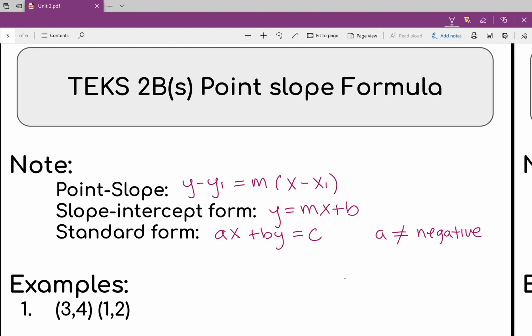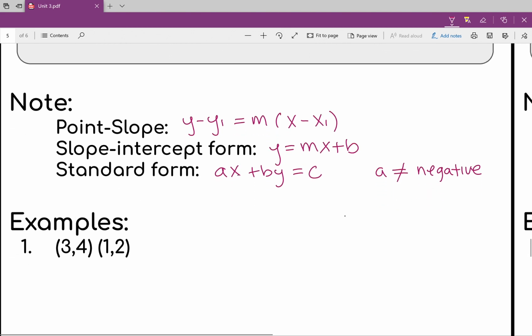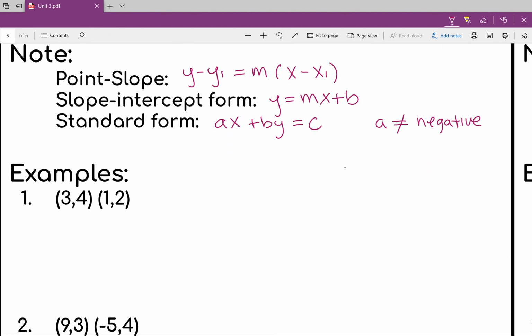So let's look at some examples. On example 1, all we're going to do is take these 2 points, and we're first going to start with point slope. So the order that we're going to be putting these in is point slope, so that's 1, slope-intercept form 2, and standard form 3. Okay, so let's look at example 1.